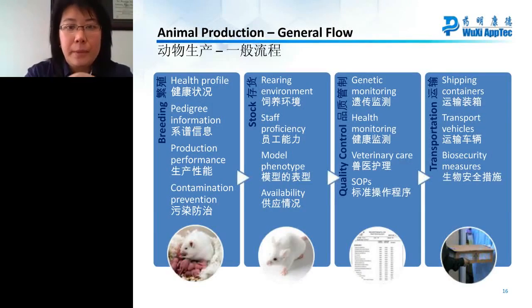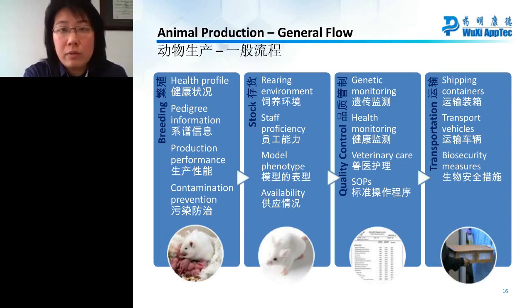All right. Okay. So moving on to animal production, I like to simplify that. And for the lay people out there, the general flow of things, production is such. You have a breeding colony. Animals have to come from somewhere. So a breeding population, and this population has to have a regular monitoring of their health profile. Their pedigree information is probably tracked. Their production performance should be tracked. And there are some measures in place to prevent cross-contamination, whether it be microbial cross-contamination or genetic cross-contamination.